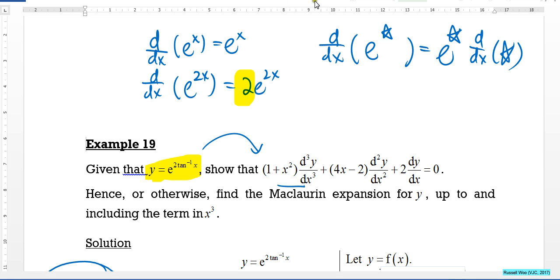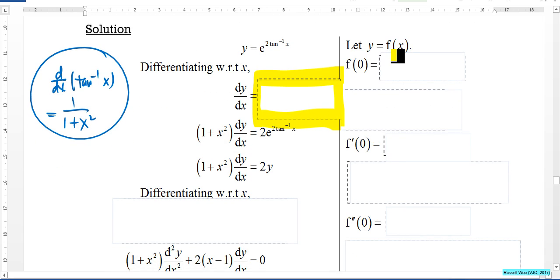Okay, so the next line should be simple. In fact, you see the next line, you will get the answer, but never mind. You will get e to the power of 2 tan inverse x, over 1 plus x squared. Can?